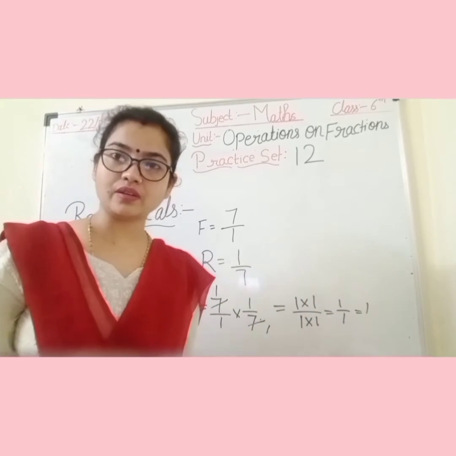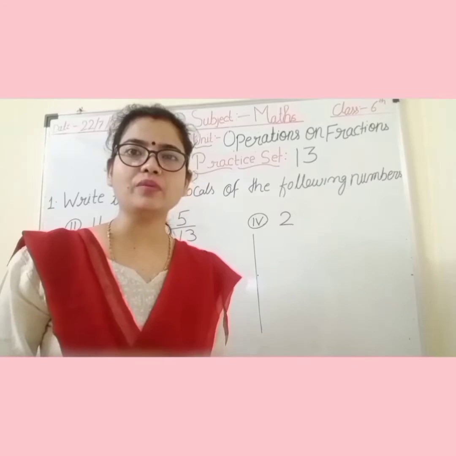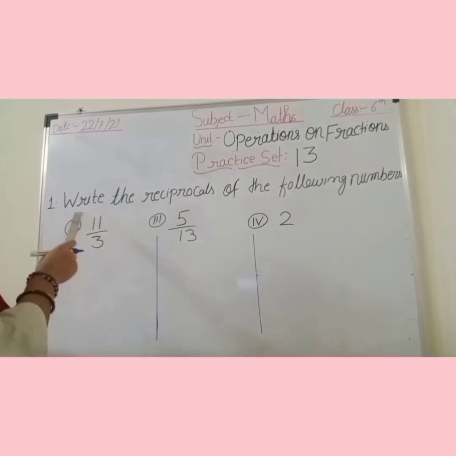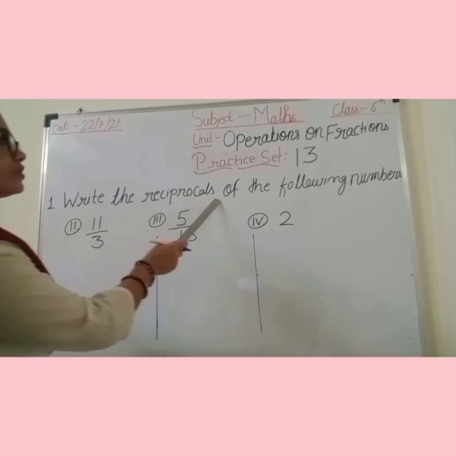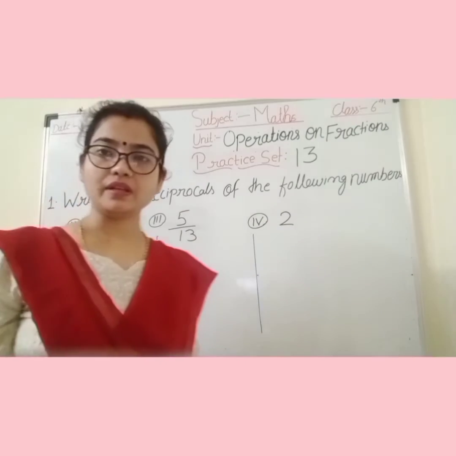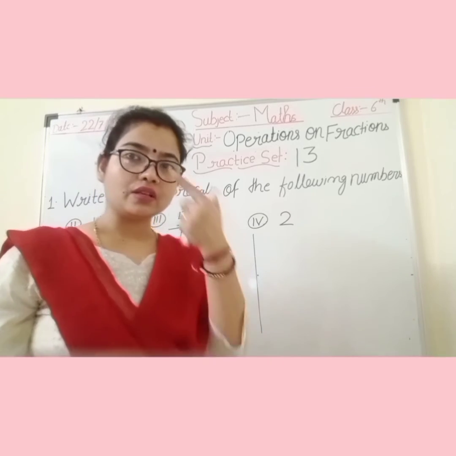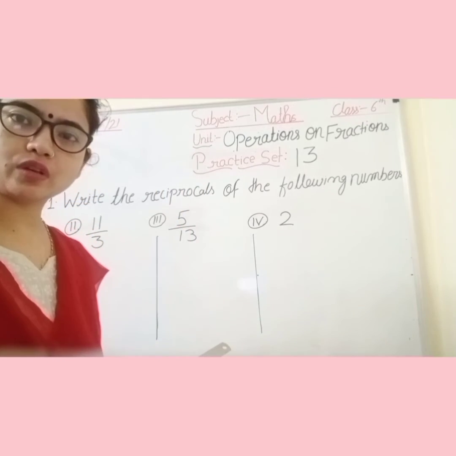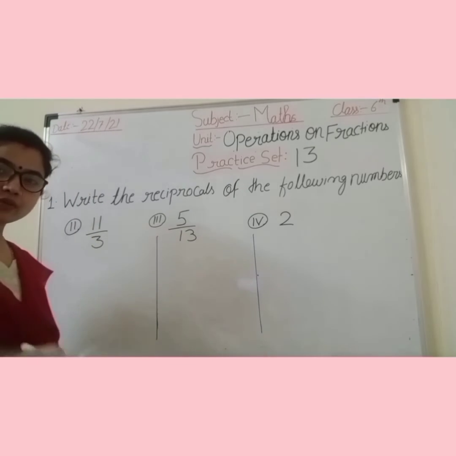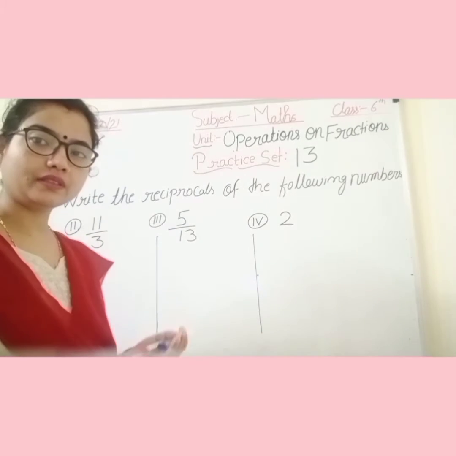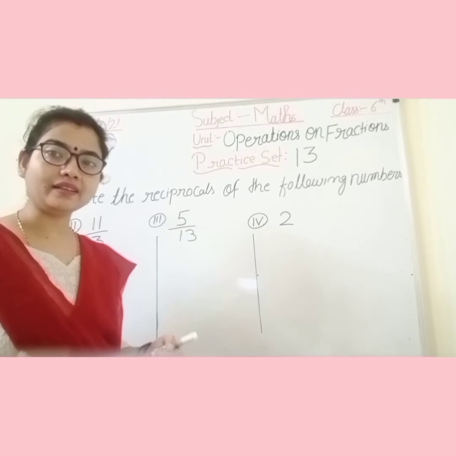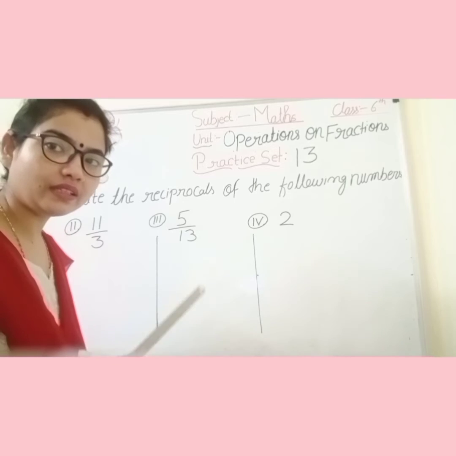Okay students, got it? We will solve practice set 13 and the first question is: write the reciprocals of the following numbers. So I have explained reciprocal, and in that way only you have to solve this. See 11 by 3. What I have told you? To flip the number. Flip the number means you have to change the position of numerator and denominator. So see here student.